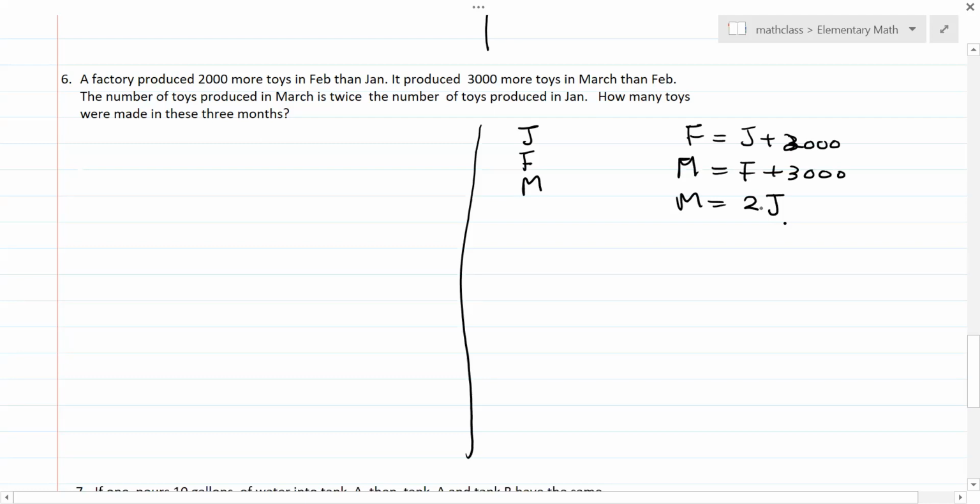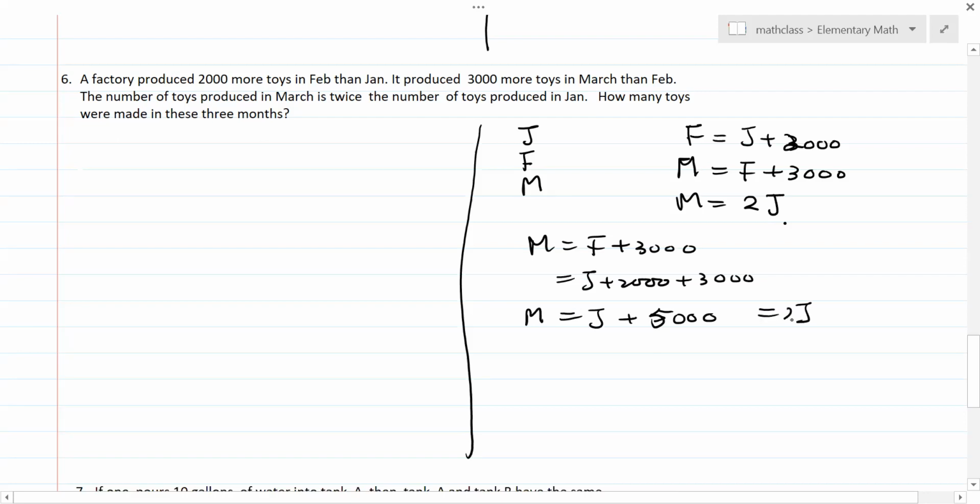So you have those three equations. How do you solve the problem? Well, you compare M and J. So you have to express M in terms of J first. M equals F plus 3,000, but F is J plus 2,000. So finally M is J plus 5,000. On the one side, M equals J plus 5,000. On the other side, M is going to be 2J. So J is 5,000.